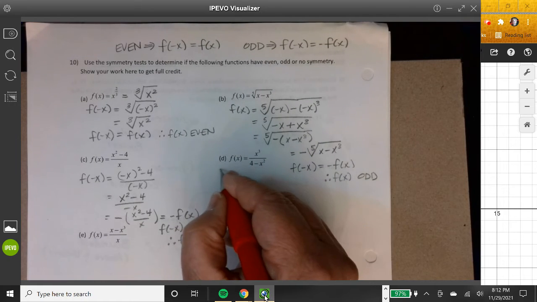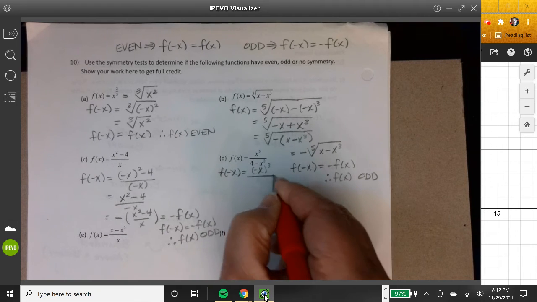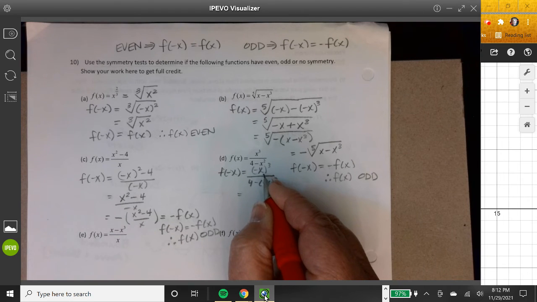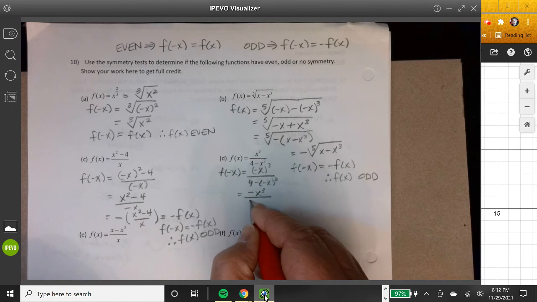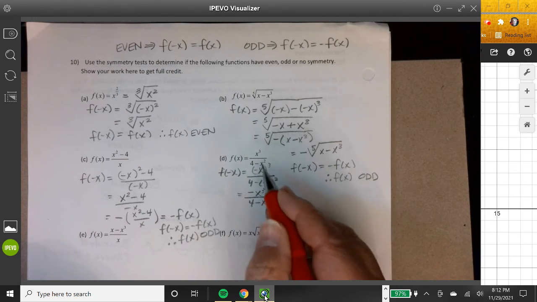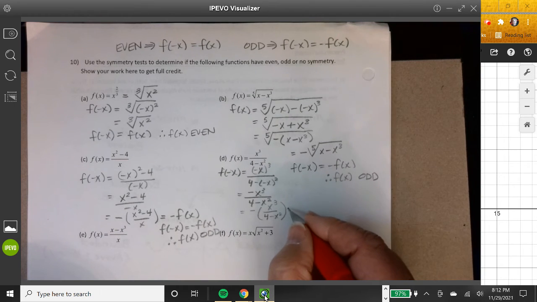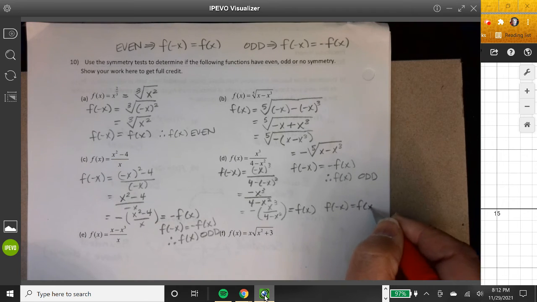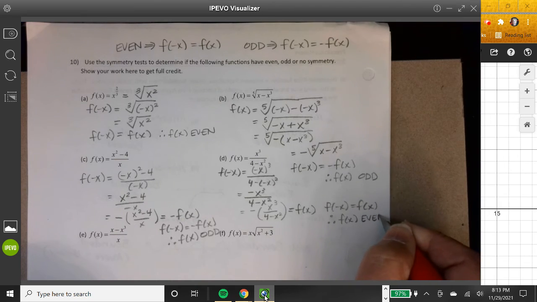All right, let's try D. f of negative x equals negative x quantity cubed over 4 minus negative x quantity squared. And when you cube a negative number, we get negative x times negative x times negative x, which gives you negative x cubed over 4 minus x squared. And this looks an awful lot like f of x. So that equals f of x. And we can say f of negative x is equal to f of x, which means, that's right, f of x is even. So I found the original.